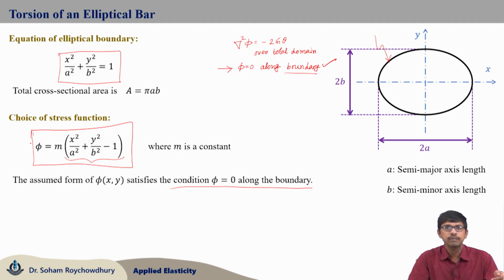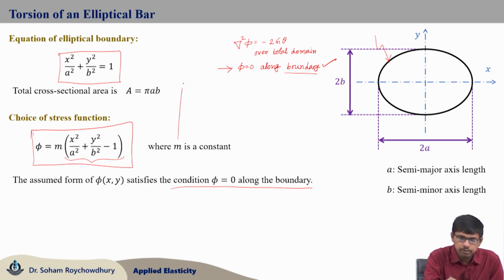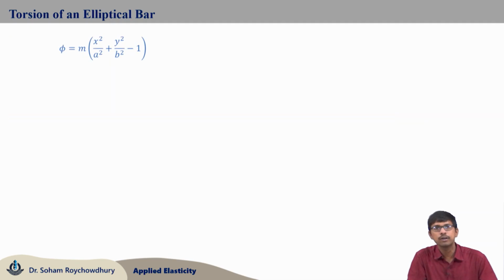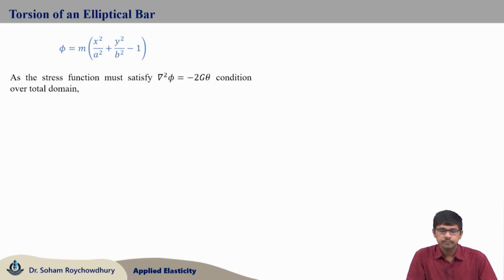Our Prandtl stress function phi is m times x square by a square plus y square by b square minus 1, where m is some unknown constant which we need to determine, and that will be obtained with the help of this first boundary condition. So if you replace phi here in the first condition over the entire domain, Laplacian of phi is equal to minus 2 G theta. Replacing phi there, we will get some idea what the value of m should be.